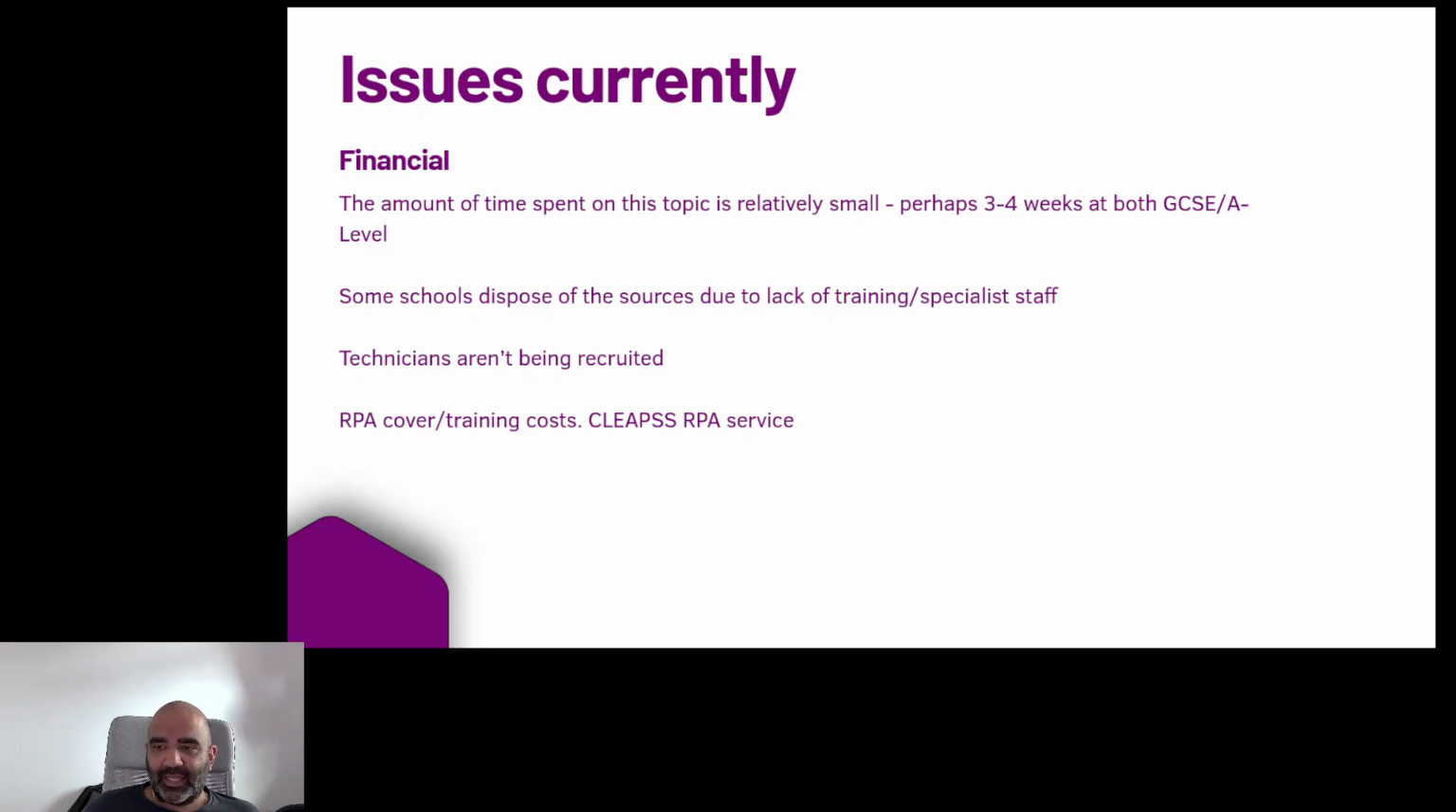Another problem is there is a legal requirement. If you have radioactive materials, the employer needs to appoint an RPA, and there also needs to be training for teachers and technicians within the school. So I offer RPA cover to schools at a relatively competitive price, and within that is training as well. Any school that comes to me for RPA cover will get one free training place per year. And there's also the CLEAPSS RPA service. If you contact CLEAPSS, they can help you find an RPA.